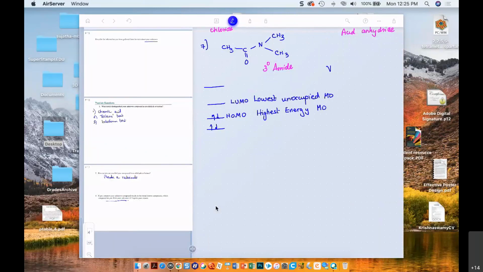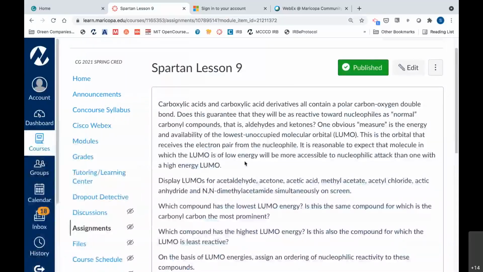Now, when the nucleophile comes in, it brings a lone pair. It's not going to put it in an orbital that's occupied. It's going to put it in the LUMO, okay? So the question is, does the LUMO play a role? So the lower the LUMO is, the more easily accessible it is to the nucleophilic attack. So we want to come up with the LUMOs for all these molecules. So this is what I want to show you here.